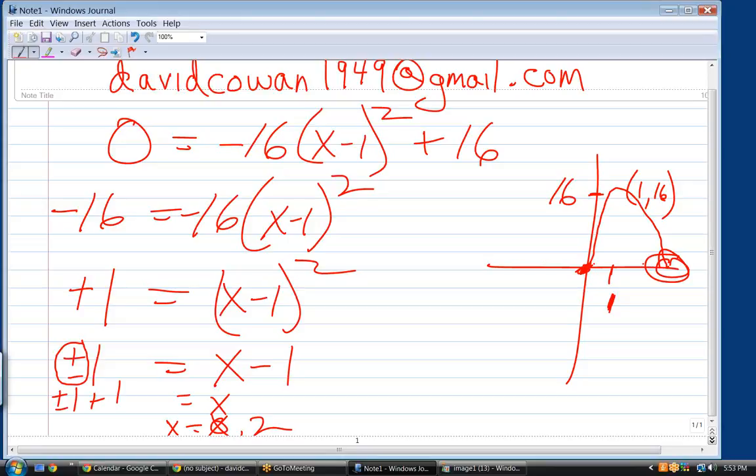In other words, it's giving you the 2 places where y is 0. And y is 0 before it's thrown and after it lands. The 0 is before it's thrown. That's where it's at. And after it lands is this point here. And so it's in the air for 2 seconds. What else do they want to know? That's all they want to know for that.